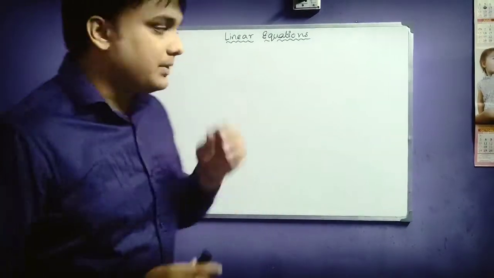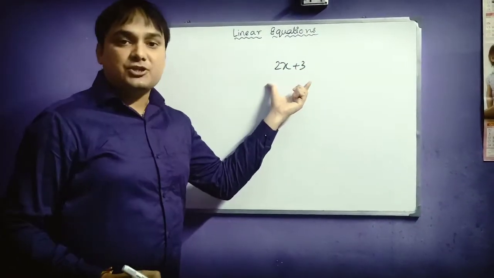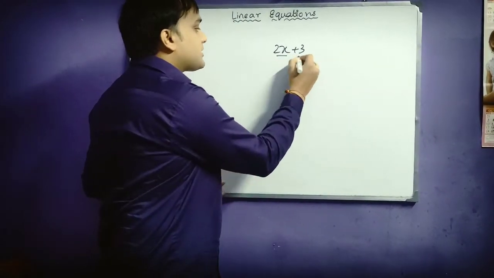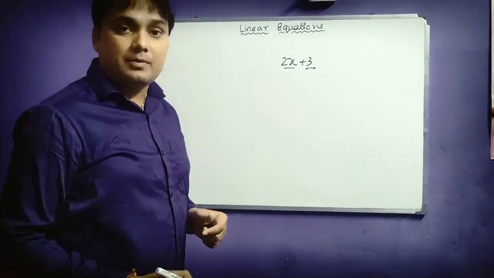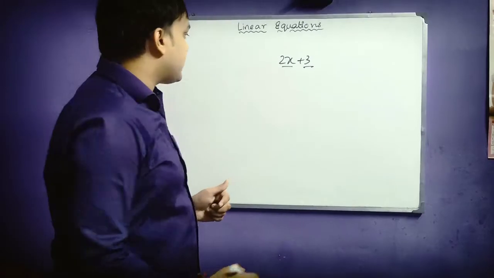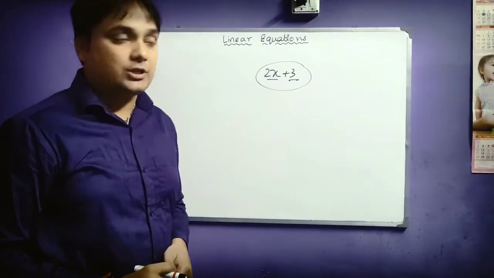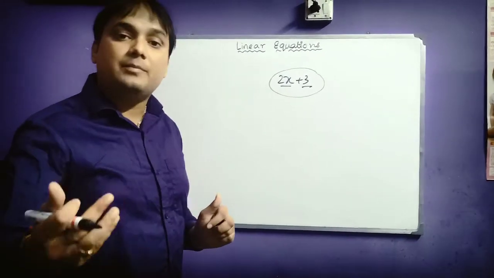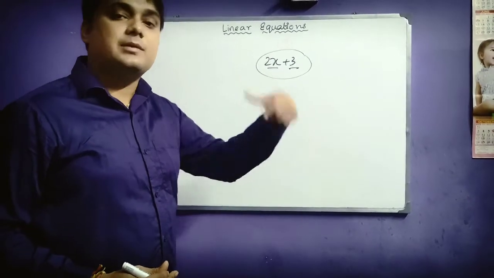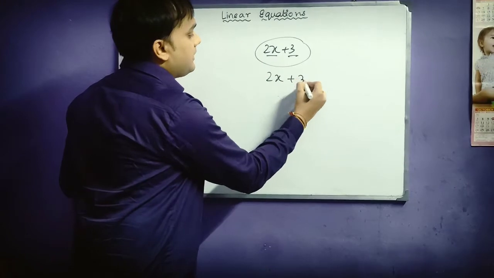Let us take an example. If I give you 2x plus 3, this is an algebraic expression with two terms. As you can see, 2x is the first term, 3 is the other term, and x is the variable here. 3 is the constant, and 2 is the coefficient of x, and together as a whole we call this an algebraic expression. This algebraic expression will become an equation if I equate it with some value or with some other algebraic expression. For example, if I write 2x plus 3 is equal to 5.